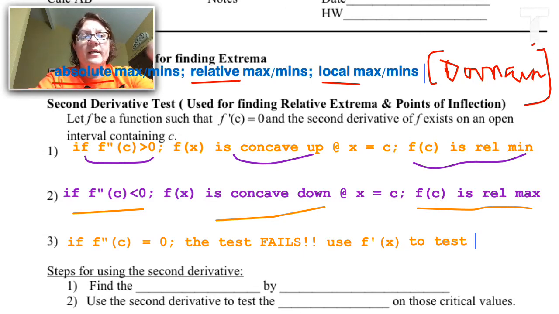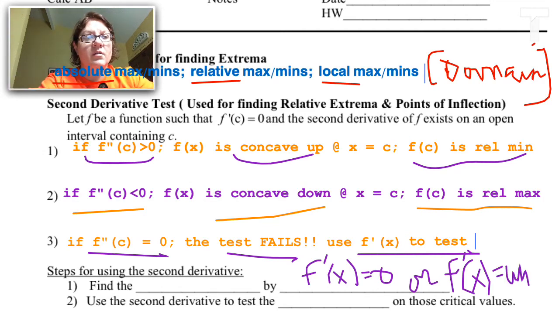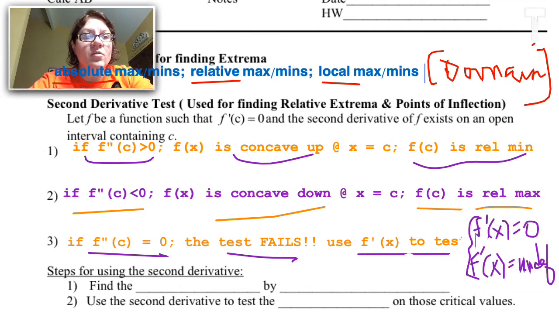And if when I test it, it ends up being actually equal to 0, test fails, and so I have to go back and use first derivative to test. And keep in mind that first derivative could be 0, or it'll be undefined, because I will have just used it to get the actual critical point. So the only way I'm going to be able to test with first derivative is to build my table.